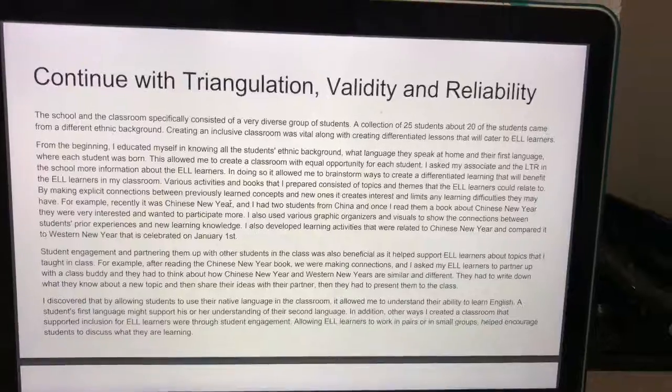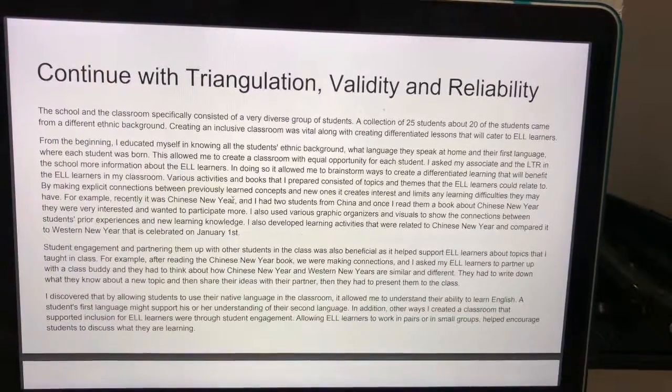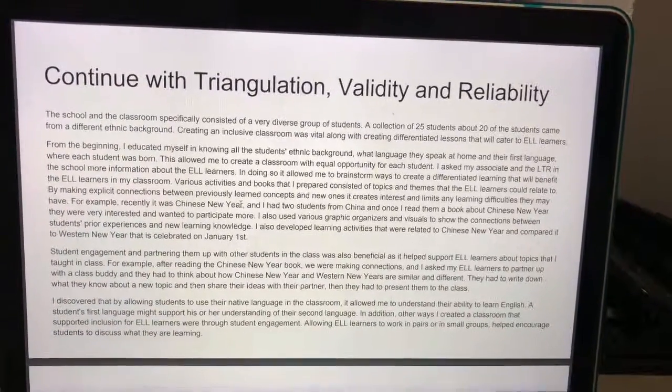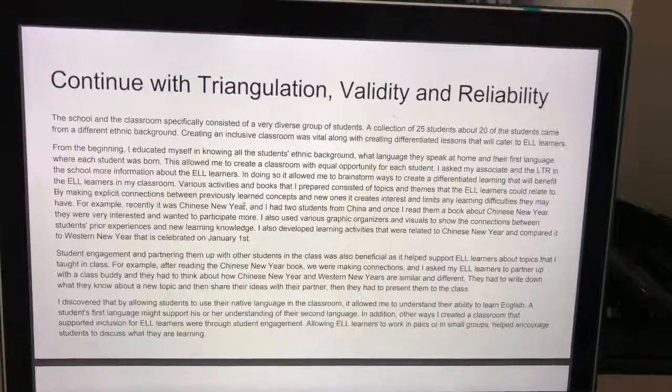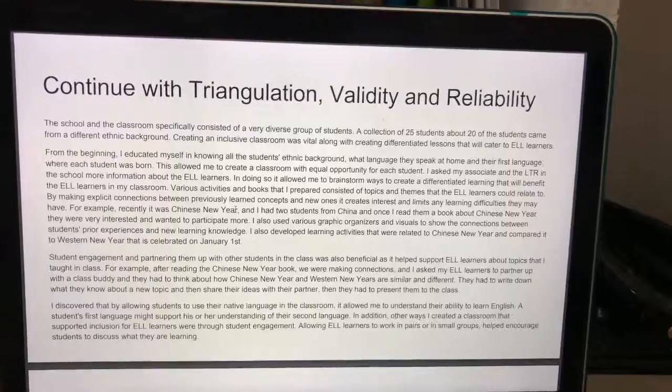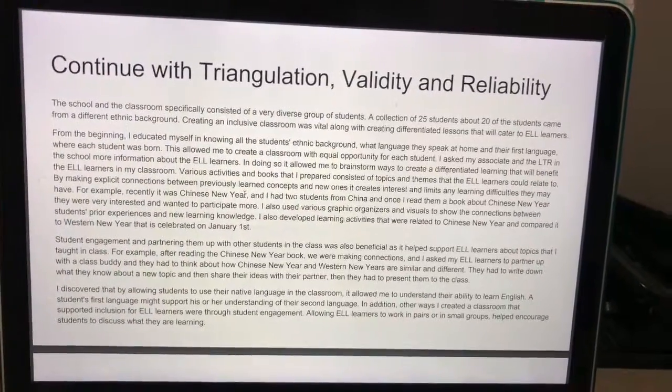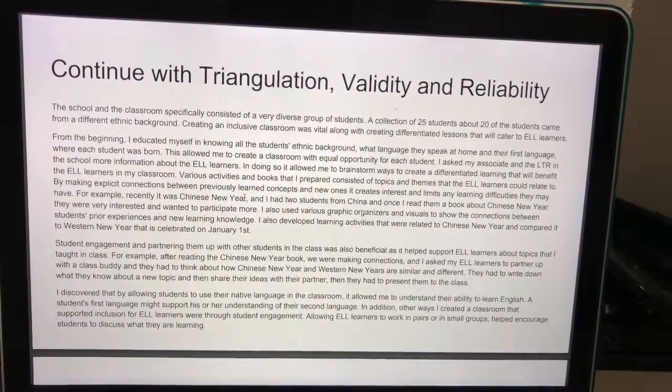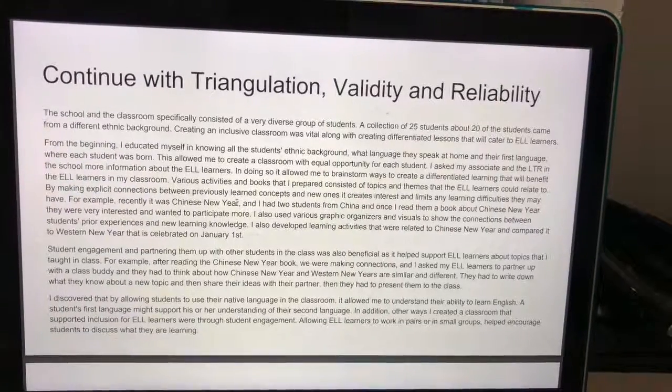Also, I discovered that allowing students to use their native language in the classroom allowed me to understand their ability to learn English. Students' first language might support their understanding of their second language. In addition, other ways I created a classroom that supported inclusion for ELL learners were through student engagement, basically allowing ELL learners to work in pairs or small groups.